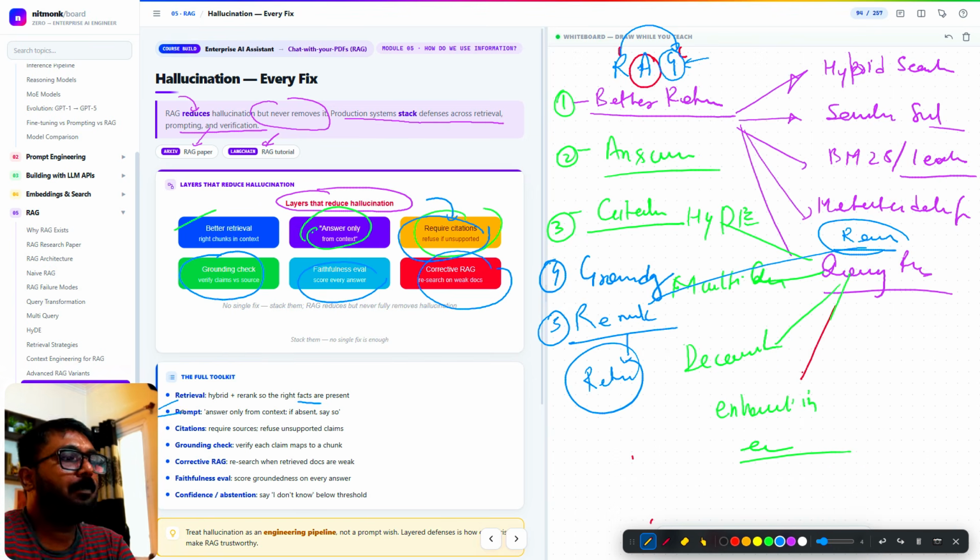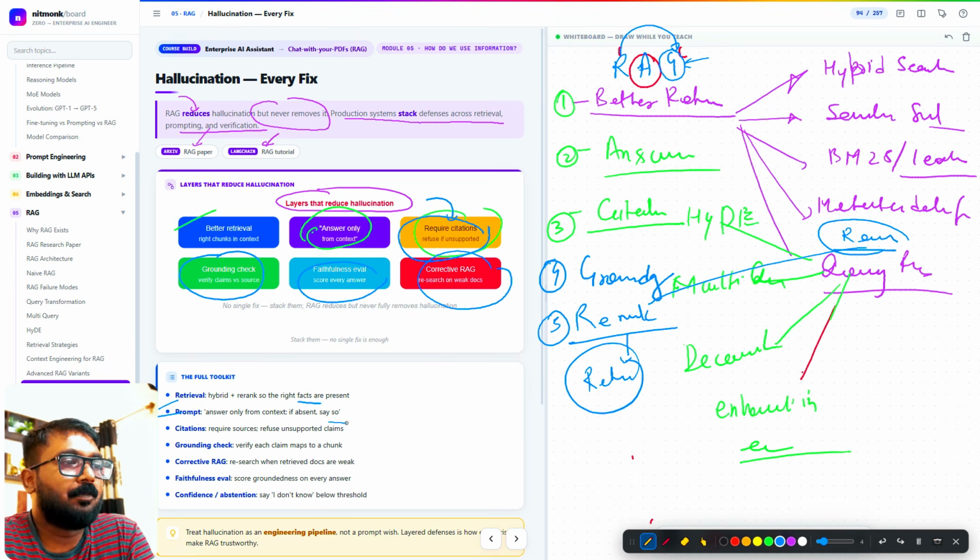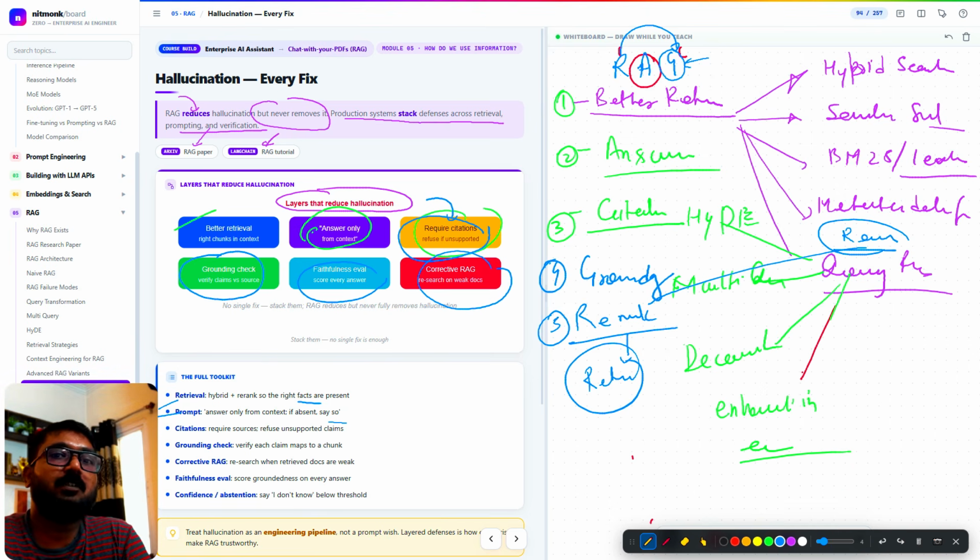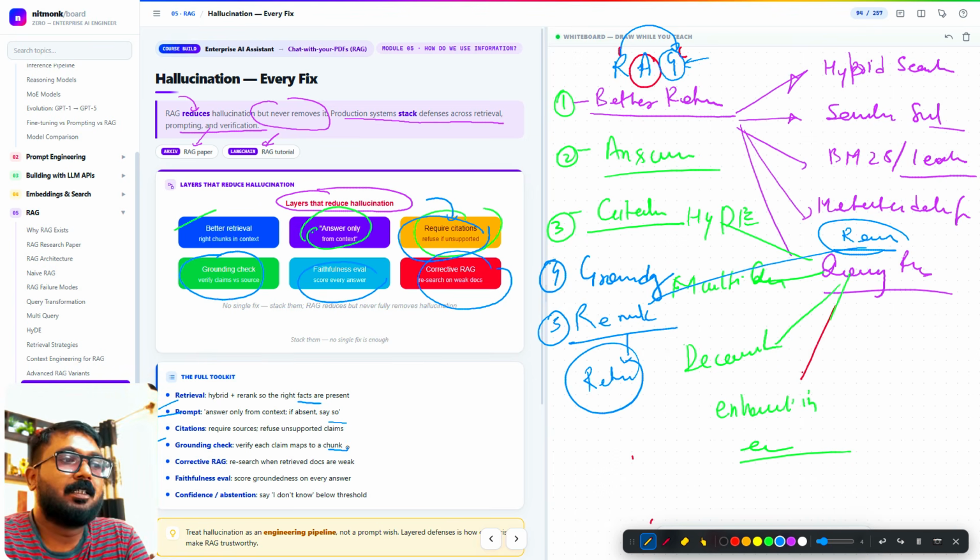There is a prompt. The prompt is really important because it's the instruction that we send to the LLM. So: answer only from the context, and if the answer is absent, say so. That is about being grounded and abstaining. Like if RAG has returned something and the LLM is answering a different thing, you don't have to tell it to the user or to the customer. Citation, I already told you. Grounding check, verify each claim maps to the chunk.